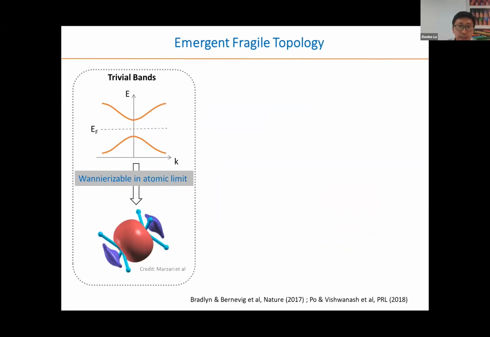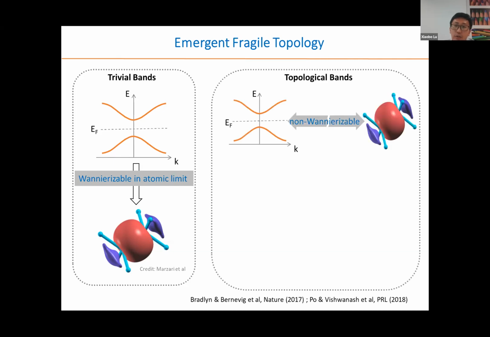Since Andrei already gave a very strong and detailed introduction of the band topology, here I just want to highlight some key points. We know that for trivial bands, the intrinsic feature is that they can be represented by localized Wannier orbitals in the atomic limit. It is quite different in a non-trivial or topological band. Basically, we cannot find any localized symmetric Wannier functions to describe this system.